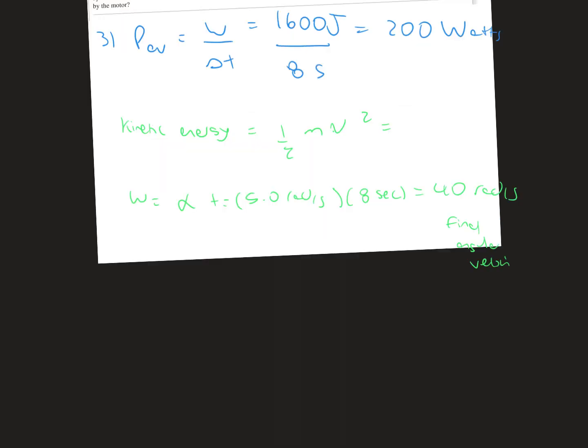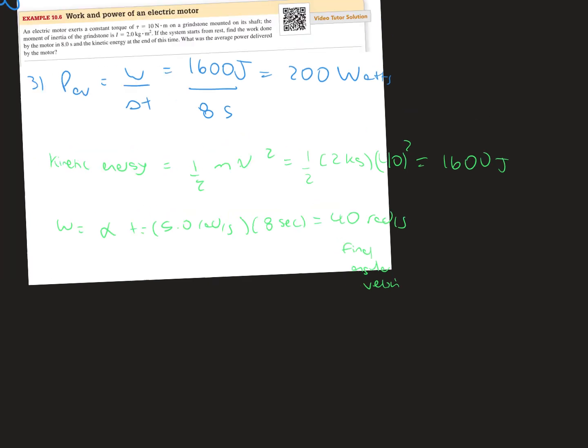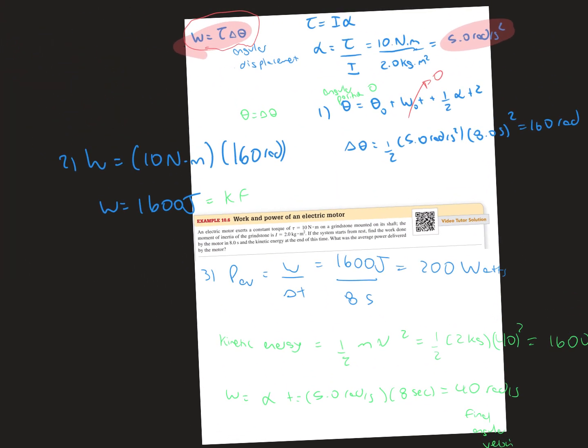Now to find the kinetic energy, we know that the angular velocity is equal to the angular acceleration times time. So 5 radians per second squared times 8 seconds gives us 40 radians per second, which is our final angular velocity. Using the other regular formula for the kinetic energy, we do 1/2 times the moment of inertia, 2 kilogram meter squared, times the angular velocity squared, 40 squared. That should give us 1600 joules, which is the same answer that we got for the work done.